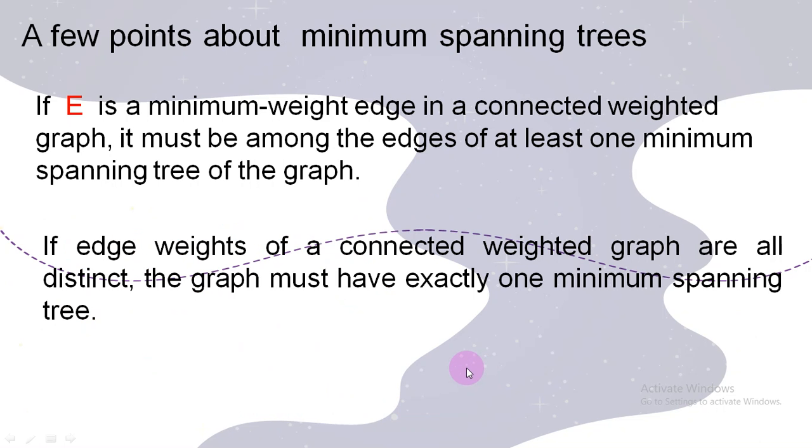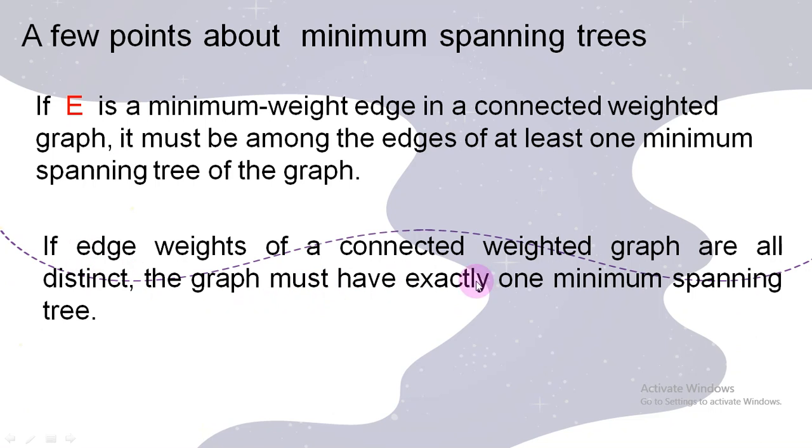Now there are two important points to be noted down as far as minimum spanning trees are concerned, irrespective of the algorithm that we are going to use. This is a fundamental thing about minimum spanning trees. If e is a minimum weight edge in a connected weighted graph, it must be among the edges of at least one minimum spanning tree of the graph. If you can draw several minimum spanning trees, because of the repetition of the weights, and if e happens to be the minimum weight edge, definitely it should be there in any one of the spanning trees. That is the meaning of this particular paragraph.